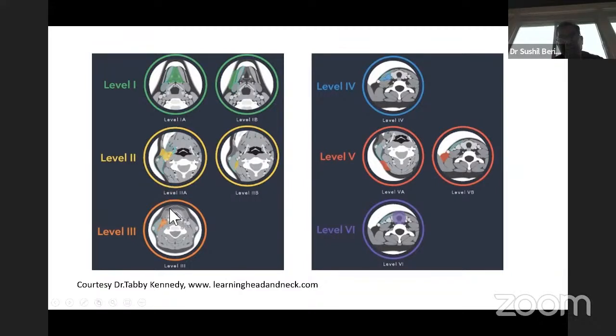Level 3 is from the hyoid to the cricoid, and level 4 is below the cricoid. What is important is that in the new definition, level 5 is again 5A, 5B, and 5C. So 5A is the posterior triangle node at the level of level 2. 5B is the posterior triangle node at the level of level 3. And 5C is the posterior triangle node at the level of level 4. And level 6, we will go through and talk about it. So identifying the structures will help you define the nodes.